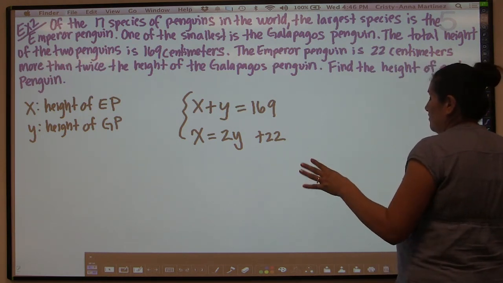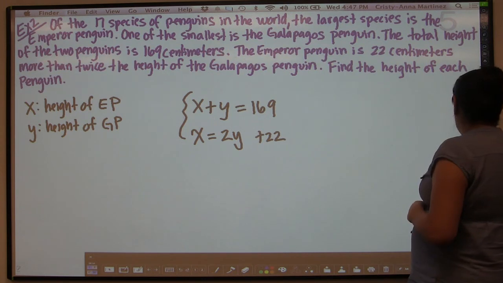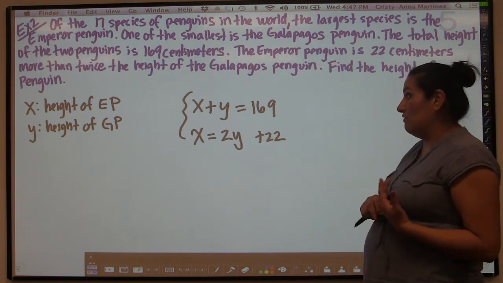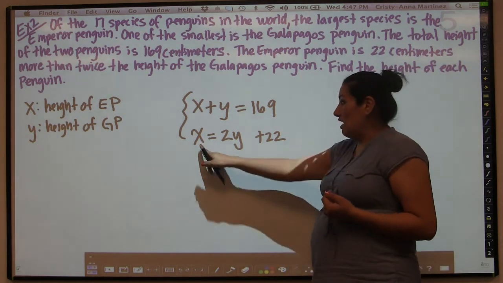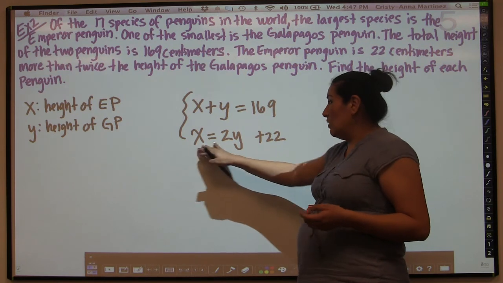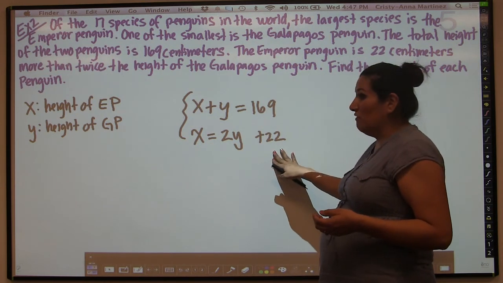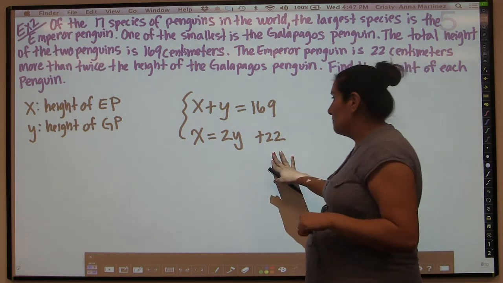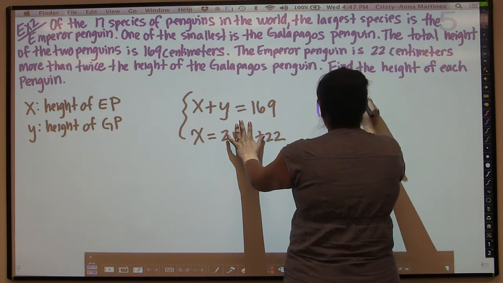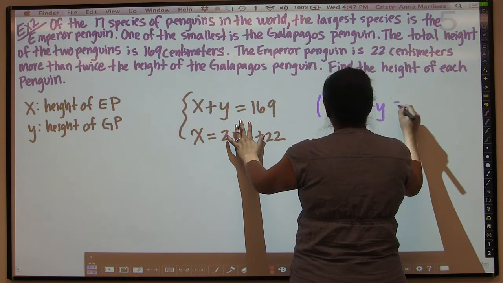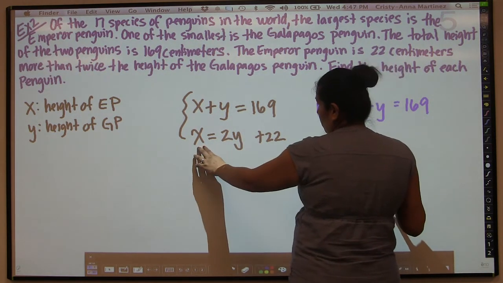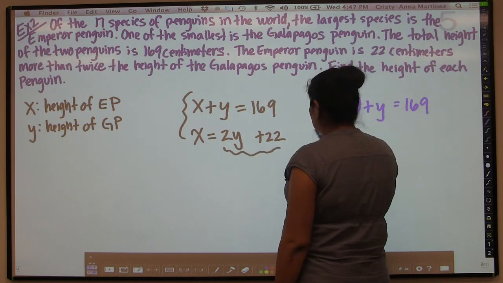So we've defined our variables, we set up a system, and now we think about which method would be best to solve this. Obviously, graphing is not going to be the one. But again, we have the second equation where the x variable has a coefficient of 1, and it's already solved for us. So this will definitely be a good candidate for substitution. And that's exactly what we're going to do. So we're going to rewrite the first equation, x plus y equals 169. But instead of x, we're going to replace it with what x represents, which is 2y plus 22.